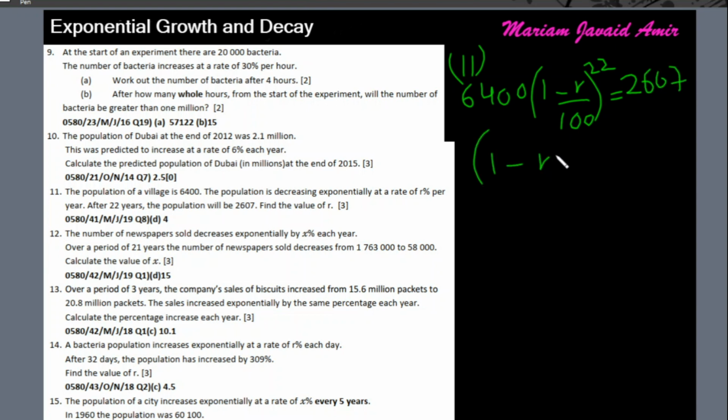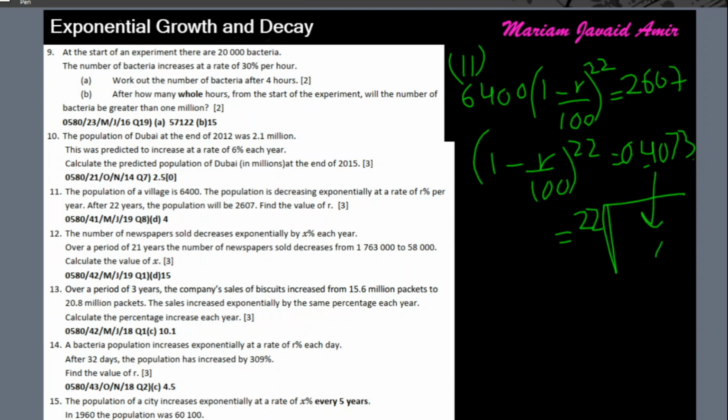So 1 minus R over 100 raised to power 22. Divide 2607 by 6400. This gives me a value 0.4073 and some more decimal places. Now I need to make R the subject, so I'll take 22nd root of this value.